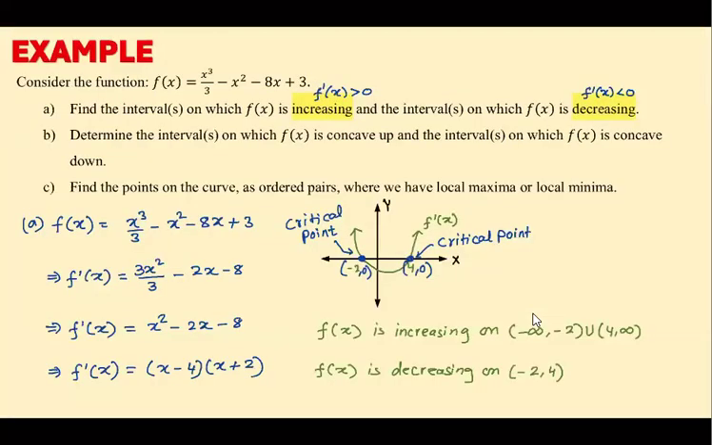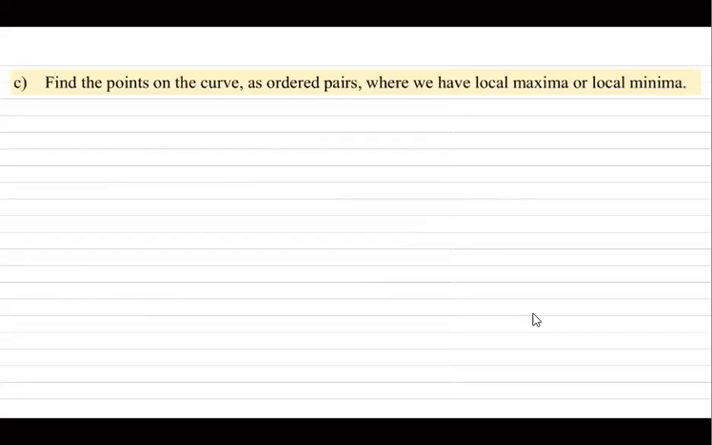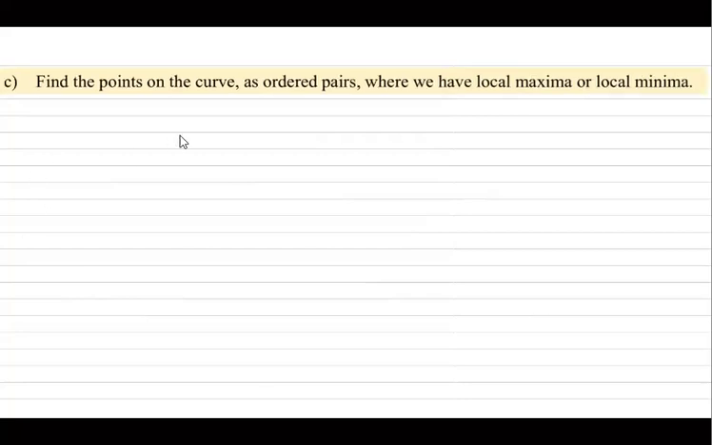Now, let's look at the third part. In the third part here, you can see that we are asked to find the points on the curve, as an ordered pair, by the way, where we have a local maximum or local minimum. So let's go here and work on that C. Let me paste that here. I copied and pasted here. We have to find the point or points on the curve as ordered pair where the function has a local maximum or local minimum value.